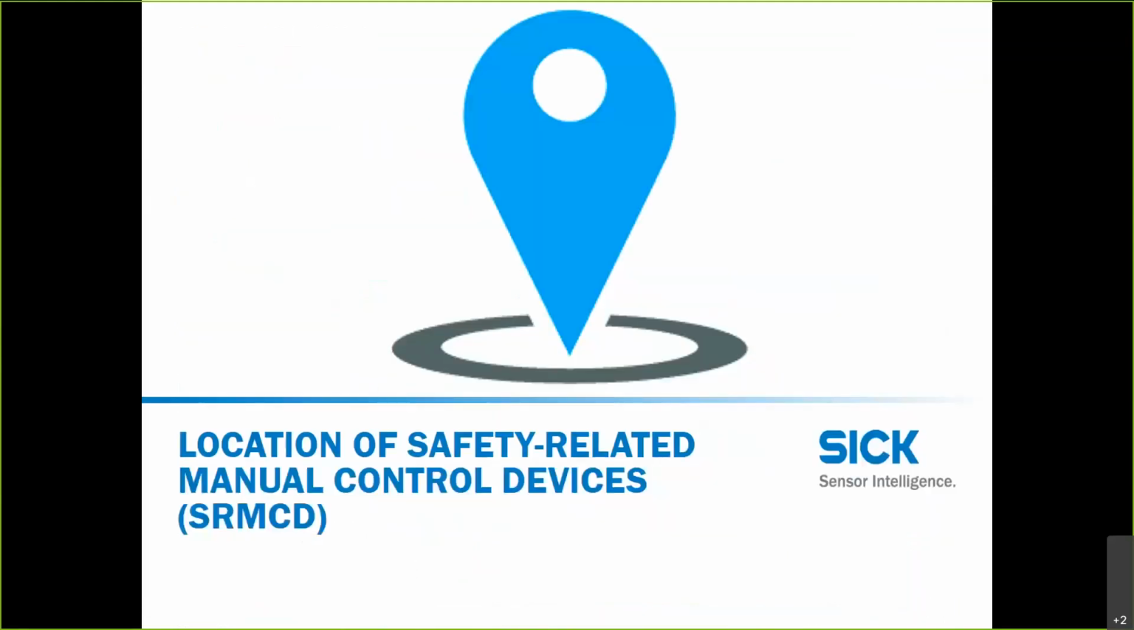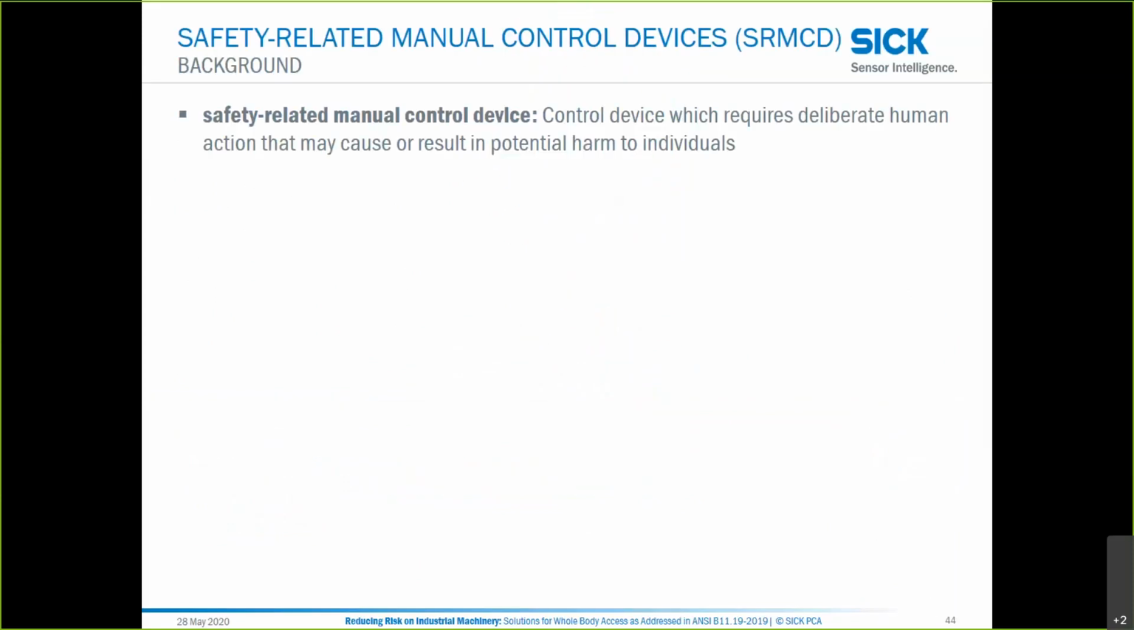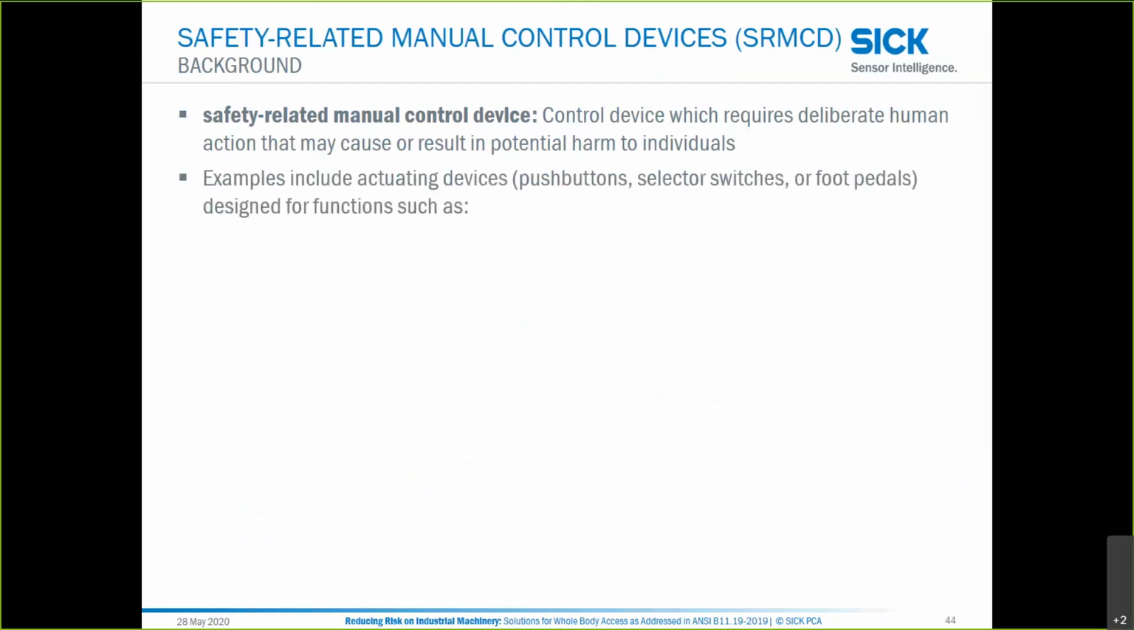Thank you, Kenji. So the next thing we talk about, which we kind of alluded to before, is locating the safety-related manual control devices. So what does that mean? Well, what is a safety-related manual control device? This is any type of actuator which requires a deliberate human action, and when actuated, could cause or result in harm to people. So think about push buttons, selector switches, foot pedals, anything that's manually actuated to do certain functions.